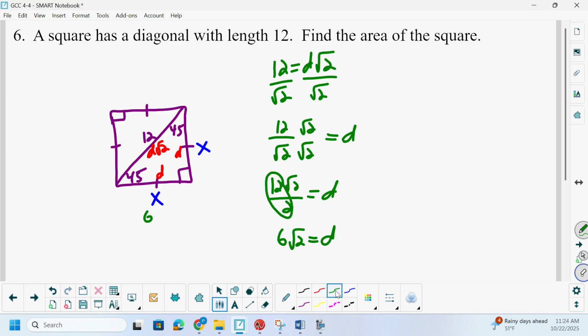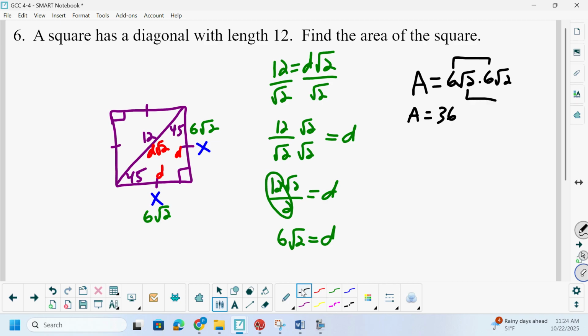So that means that each of these sides, because they were just going to be d, are going to be 6 square root of 2. When you find the area of a square, it's base times height, or in fact, it's the same thing, side times side. So we'll have 6 square root of 2 times 6 square root of 2. I'm going to multiply the numbers out front together. So we get 36. We'll multiply the square root of 2 times square root of 2 together. We get 2. 36 times 2 will just give us 72, and it's an area, so we have units squared.